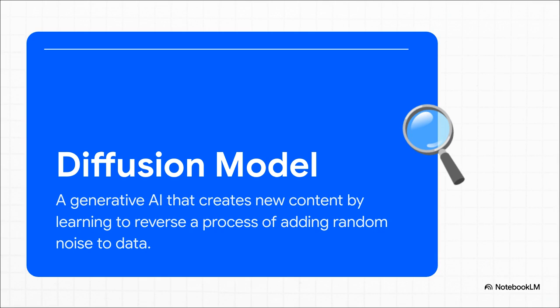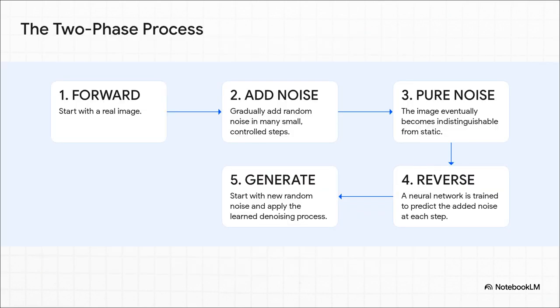So in more technical terms, what we're talking about is a type of generative AI called a diffusion model. You can think of it like a two-step dance between order and chaos, and really, getting this forward and reverse process is the key to understanding the whole thing. Okay, so here's how it works, broken down. It's a two-phase process. First up, you have the forward process. This is the learning part.